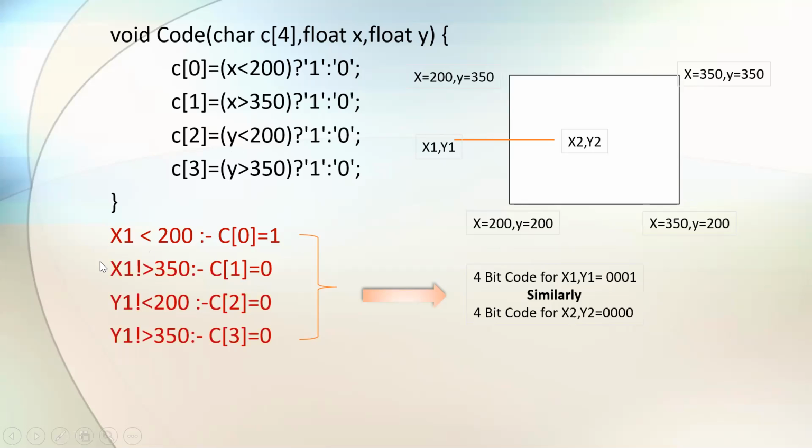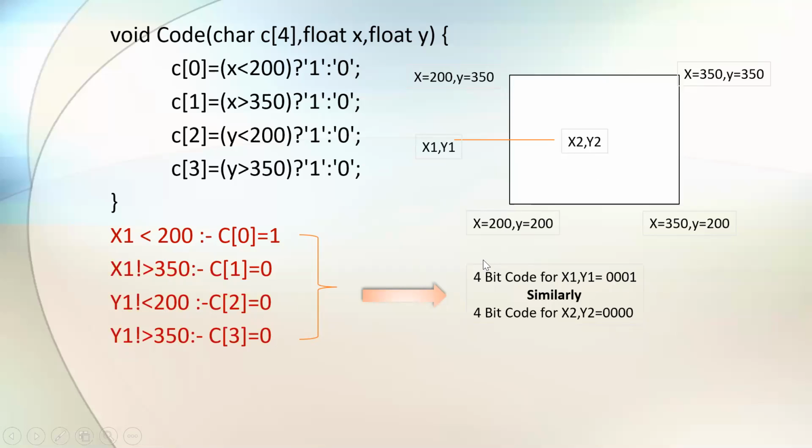Taking the example I've written down, here I'm taking the point x1 y1. x1 is less than 200, so the zeroth bit is set. Whereas x1 is not greater than 350, so it becomes 0. y1 is not less than 200, so it becomes 0. y1 is not greater than 350, 0. So the 4-bit code for x1, y1 is going to be 0001. Whereas if you take x2, y2, since everything lies within the rectangular boundary, all the bits are going to be 0000. Even if you traverse, you will understand that you're not going to get any of the bits set.